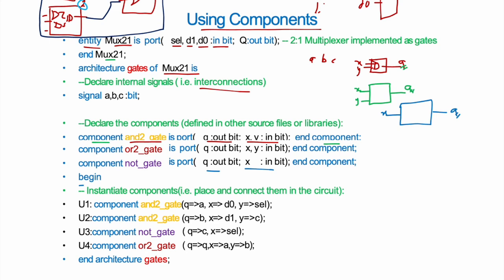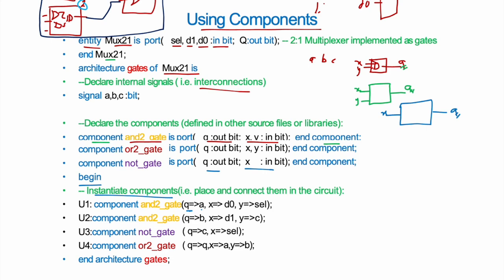To begin with, we instantiate our components, and the word instantiation is used. It's like calling a function, but it's not a function or calling a method. You call it an instance of the circuit because it's an actual physical device that we're creating an instance of. So we take the first component, which is the AND gate. We're taking the value Q and assigning it to A.